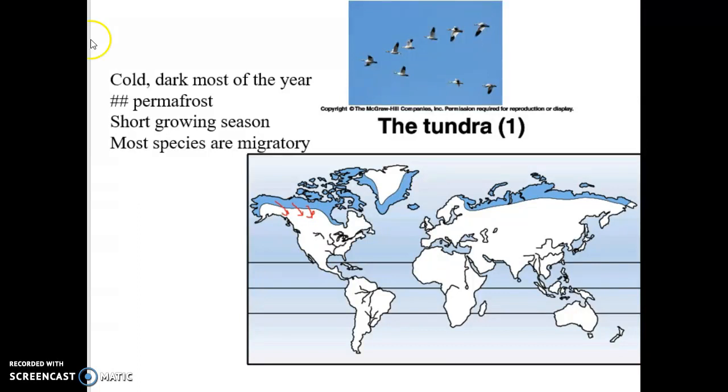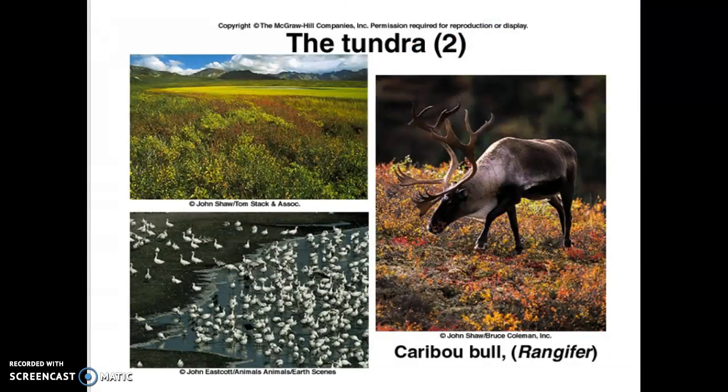The plant life of the tundra tends to be short and low lying. You don't have big giant trees in the tundra. They can't grow in frozen ground. They can't get the roots down into the frozen ground.